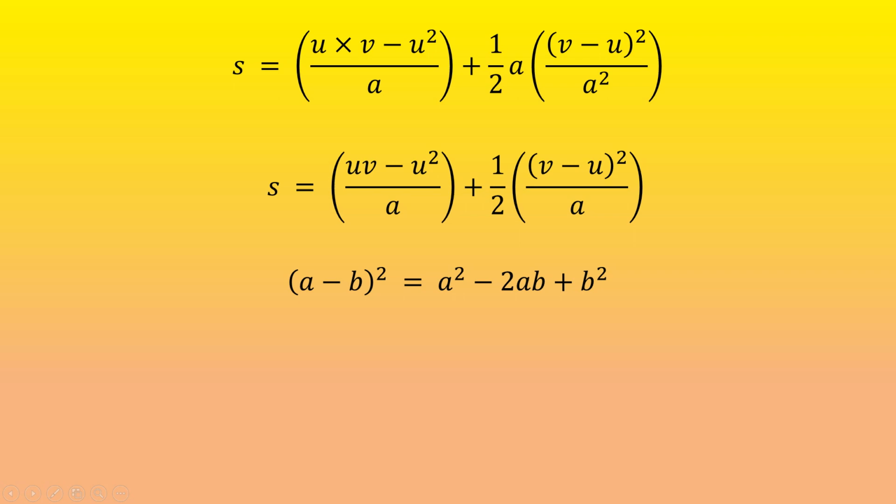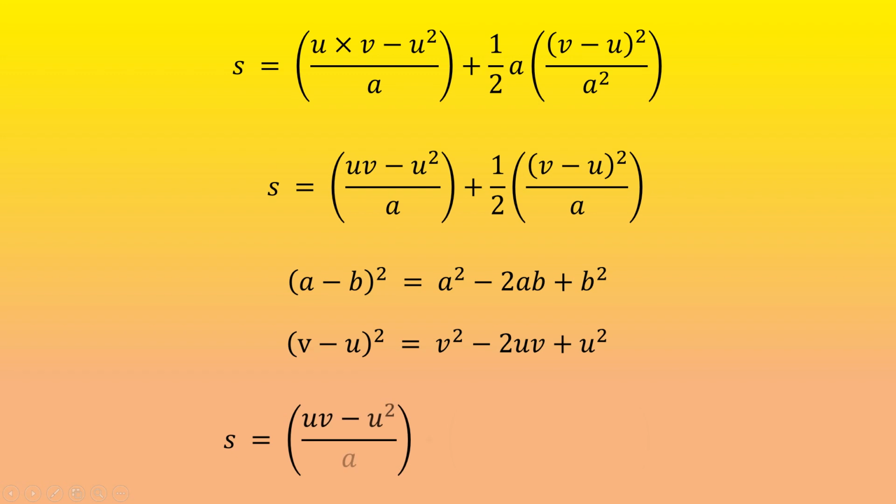In the place of a we have v, not u, sorry. In the place of b we have u. So our v minus u whole square will become v square minus 2uv plus u square. I'm going to replace this v minus u whole square with this. If I do that, I'll get s is equal to uv minus u square by a plus v square minus 2uv plus u square divided by 2a.